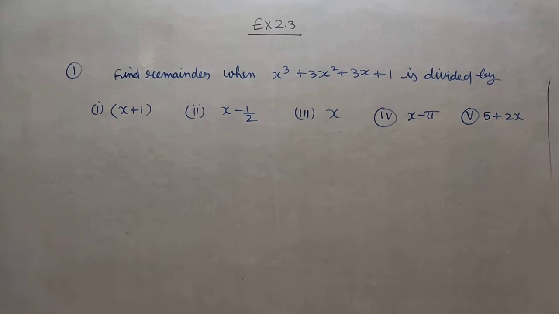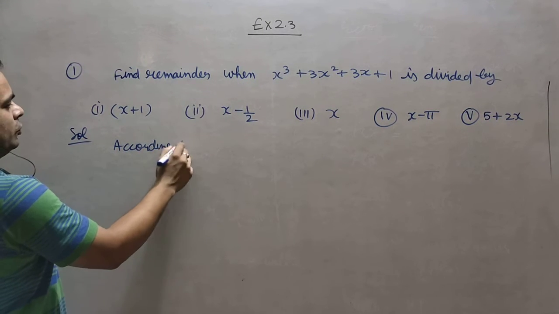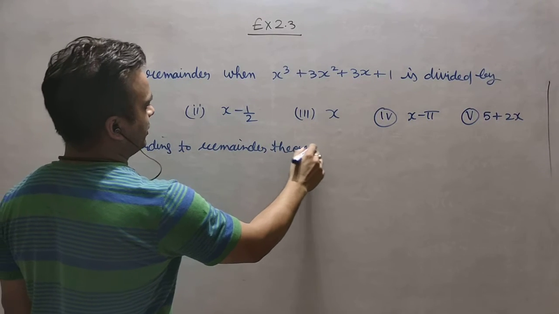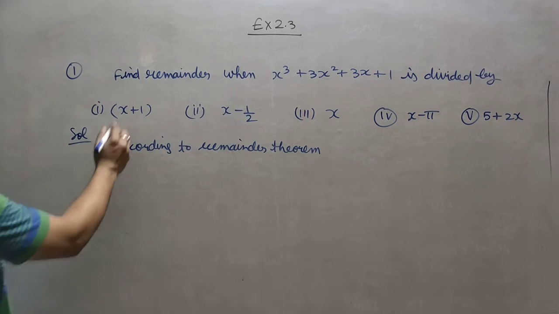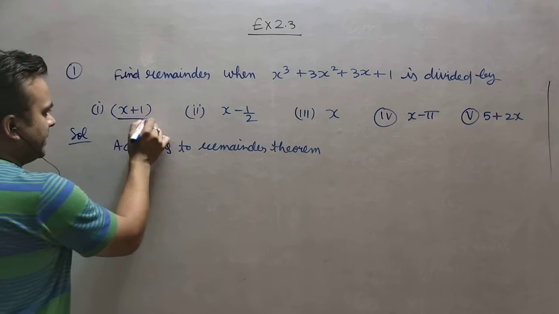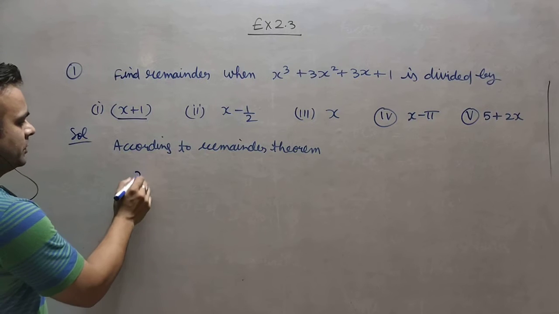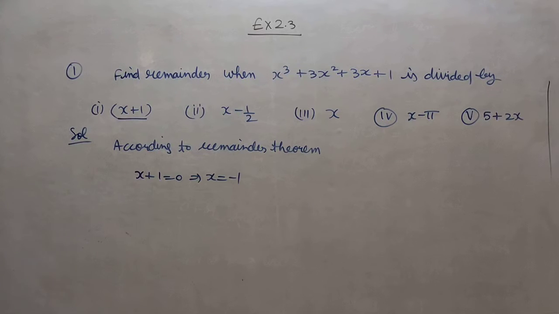You have to find the remainder, and according to the remainder theorem, whatever value we put here, because it is divided by x plus 1 and you want the remainder, which value will you put? The one which makes the bracket 0. So x plus 1 equal to 0 means x is equal to minus 1, and we have to put that in the polynomial.